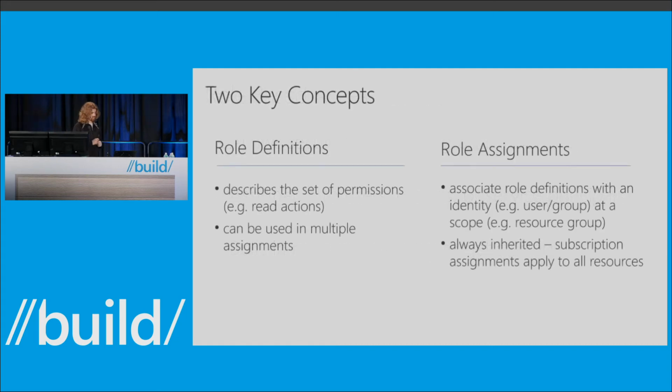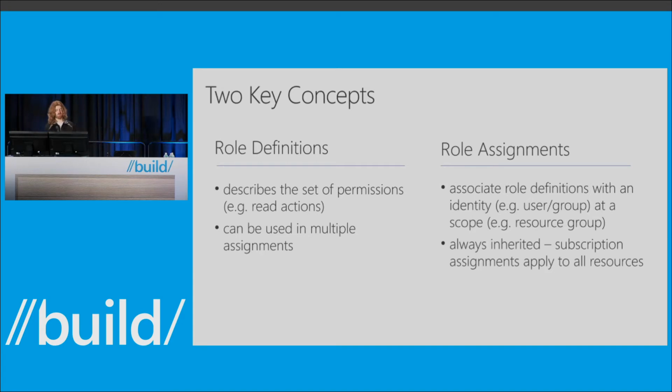So with role-based access control, there are 2 main concepts that we need to make sure that we understand. The first is what we call role definitions. A role definition describes the set of permissions that this role is giving the given entity, okay? And so this could be read-only. This could be read-write. This could be read-write with full control to manage RBAC. And these role definitions can be used across many, many assignments. Okay? So let's talk about what a role assignment is.